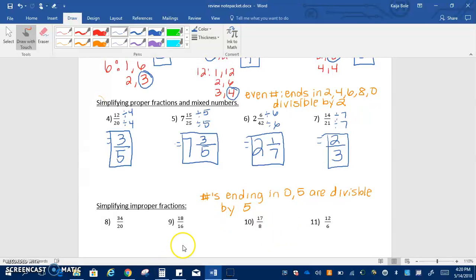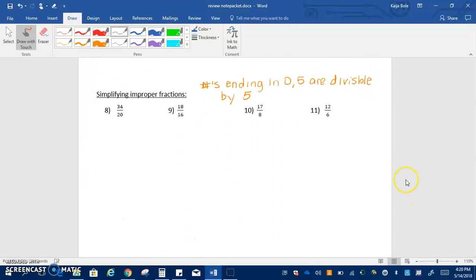Alright, now down here we're simplifying improper fractions. It's the same idea. I don't need you to make them mixed numbers, we're just trying to simplify them. So 34/20, well, they're both even numbers, so let's try our trick from up above. If we divide them both by 2, 34 divided by 2 is 17, and 20 divided by 2 is 10. It's always a good place to start. And now we look and see 17 and 10. Well, 17 is a prime number. It's not divisible by anything but 1 and itself. So 17/10 would be our final answer.